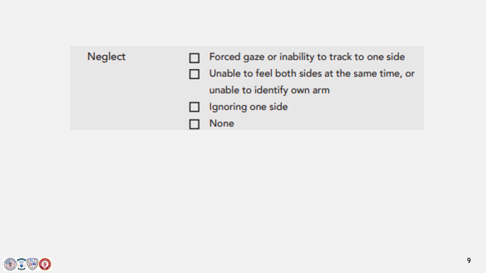The other part of the exam here is testing the ability to sense things. So if you take your fingers and run them down the patient's forearms and say, which arm am I touching? Or maybe you touch their wrist with your palm. Which arm am I touching? And they say, you're touching them both, and they don't say both, that's potentially part of neglect.